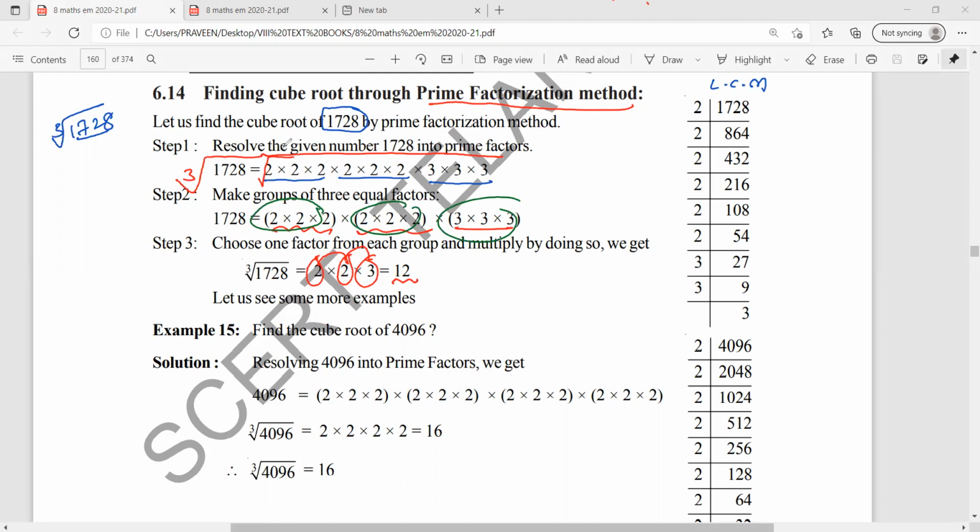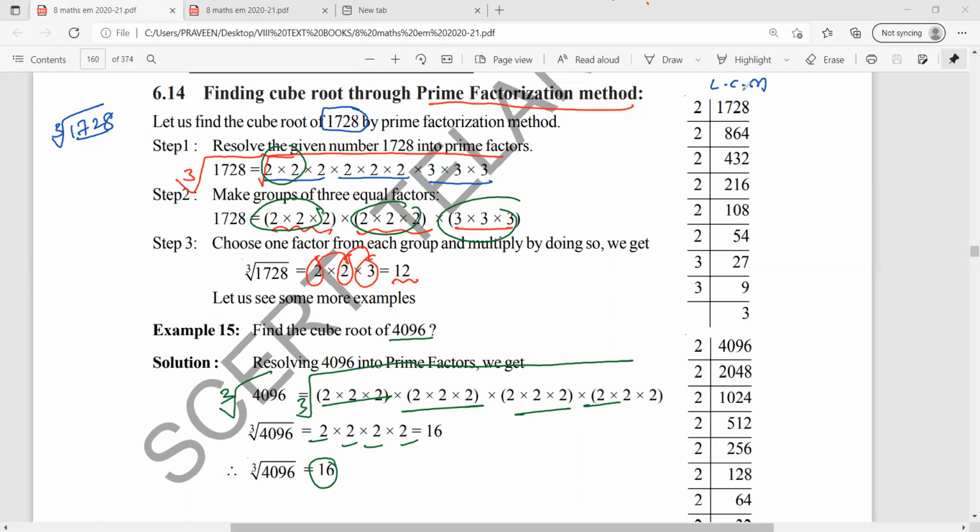In the square root case, previously you took pairs of two and one number came out, but in cube root, groups of three, and one number comes out. Similarly, the second question, 4096. Take the cube root of this. You can take groups of three: one, two, three; one, two, three; one, two, three; one, two, three. So multiply 2 into 2 into 2 into 2, and the answer is 16. The cube root of this is 16. It is very clear. I hope it's very clear.